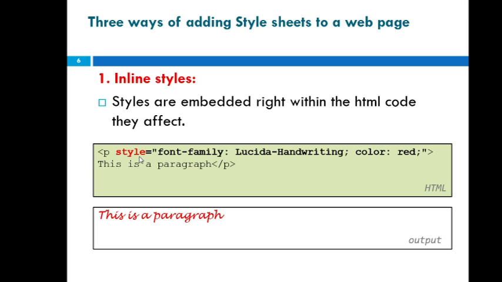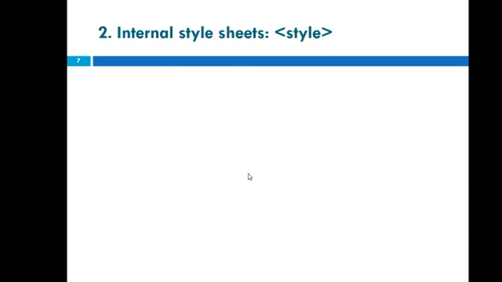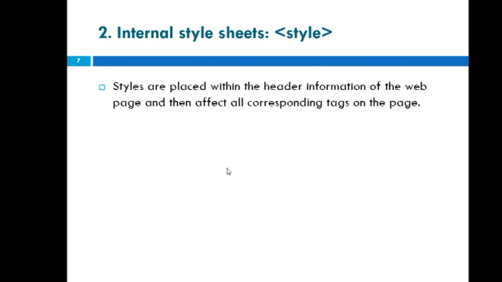We are applying a style, and we write the font family first. We are applying a Lucida Handwriting font to the paragraph, and also applying a red color to the paragraph. And this is the output of this HTML code. This way you can write the inline style to your HTML code. Second one is internal.